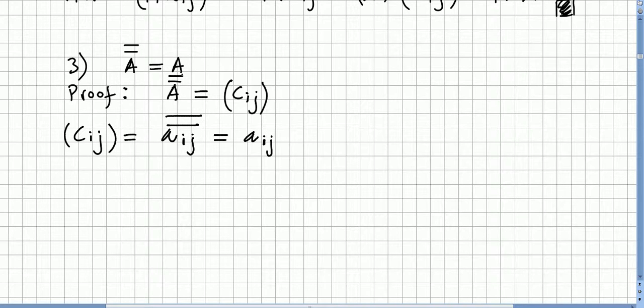We cannot say that about matrices, we can say that about entries. Now we said that about every single entry, so we can say that about Aij. But what is Aij? Aij is nothing but A. So the conjugate of the conjugate is the matrix itself, and that concludes the proof.